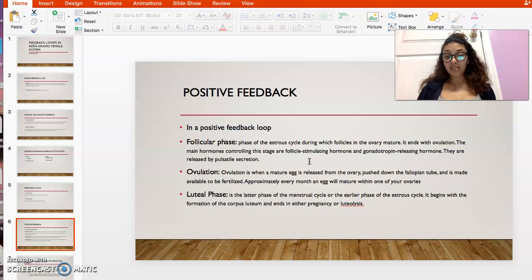The luteal phase is the latter phase of the menstrual cycle, or the earlier phase of the estrous cycle, and it begins with the formation of the corpus luteum and ends in either pregnancy or luteolysis.